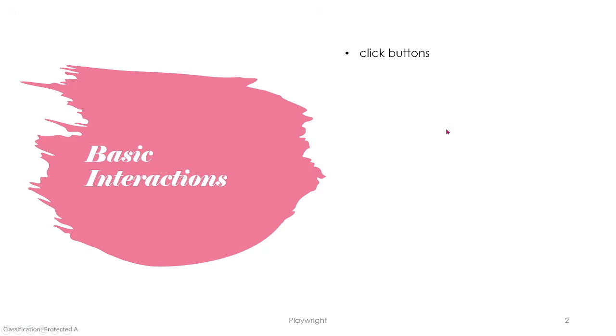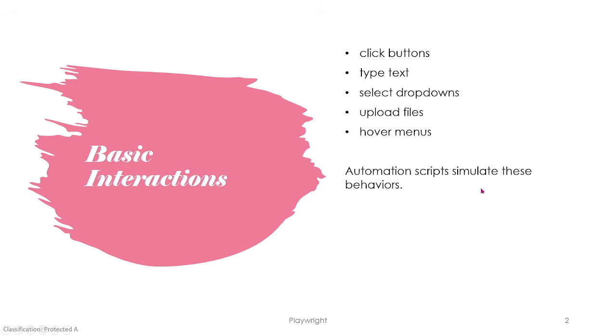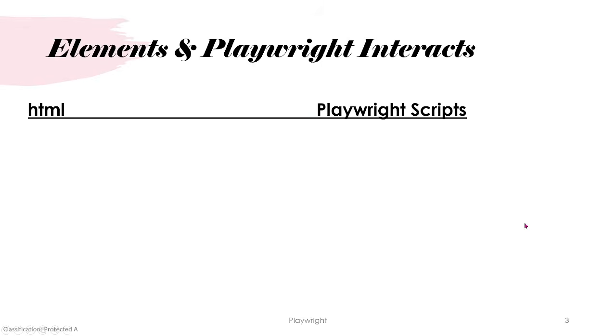Interactions. Click buttons. Type text. Select drop-down. Upload file. Hover menu. Automation scripts simulate these behaviors. Playwright automatically waits until elements are visible, enabled, and stable before interacting.